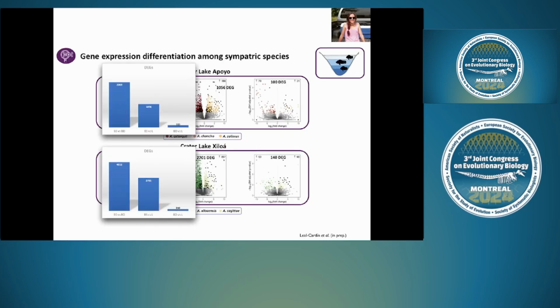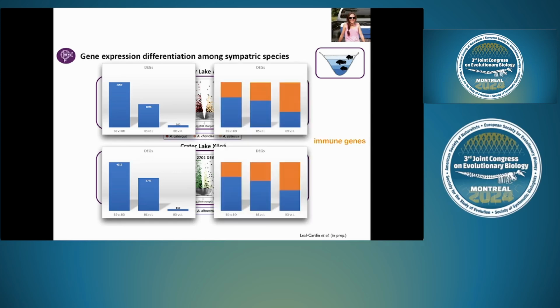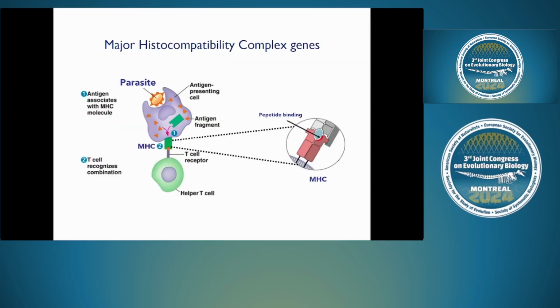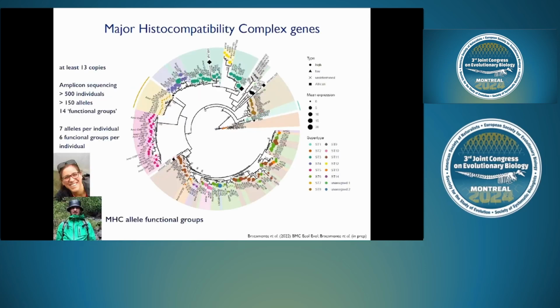The same if we compare within these lakes, we have most things happening in the benthic area in terms of differential gene expression, but we have most immune response whenever we compare the limnetic with anybody else. But we were particularly interested in the major histocompatibility complex, because this is the major agent of the adaptive immune system. And what we found here was huge diversity.